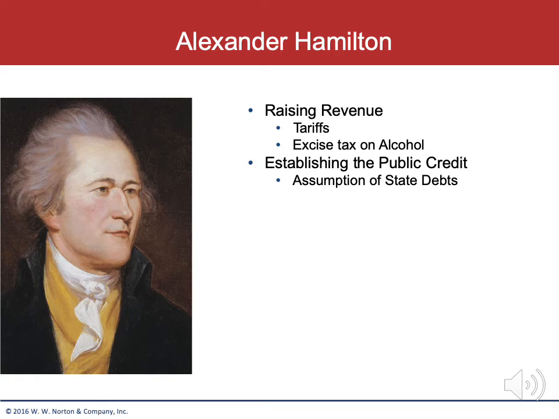Now, he wanted them to do this, and there was resistance. Jefferson and Madison objected because Virginia paid off its debts. And they didn't believe that Virginia should have to take on more responsibility to pay off the debts of other states. And so they resisted.